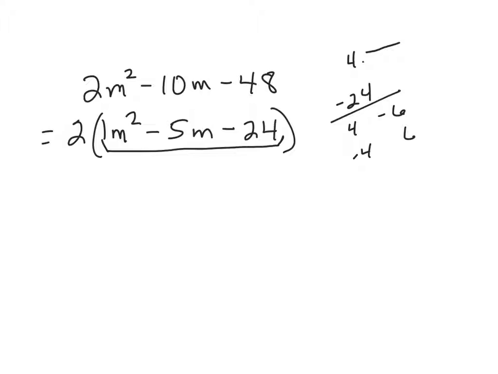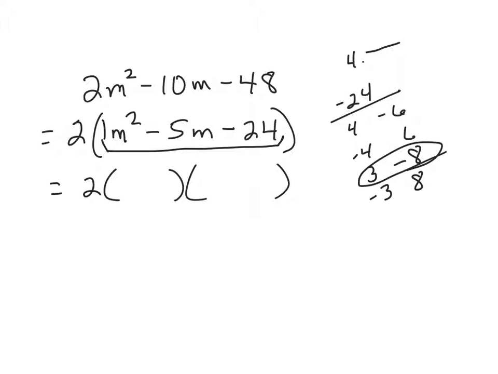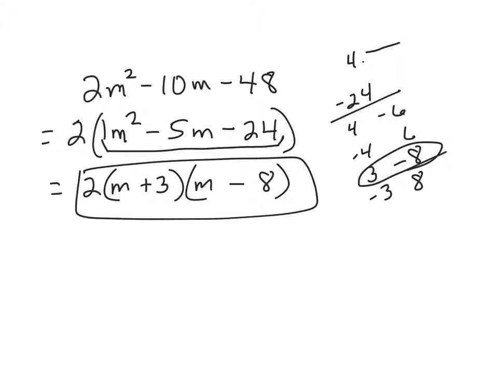But neither one of those add up to negative 5, so that's not it. So let's check 3. Is 3 going into 24? It does, 8 times. So either 3 and negative 8, or negative 3 and 8. So it's 3 and negative 8. That's right, it adds up to negative 5. So what's my answer? I've got my 2. I've got m and m, and you get plus 3 and minus 8. Boom. I guess I can get all mixed up on this.